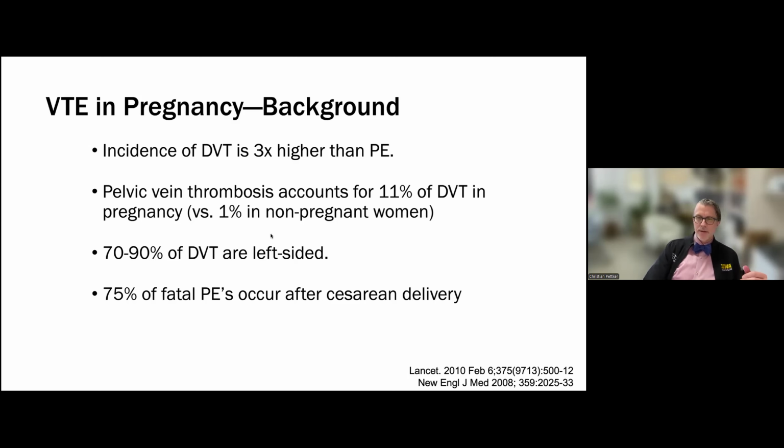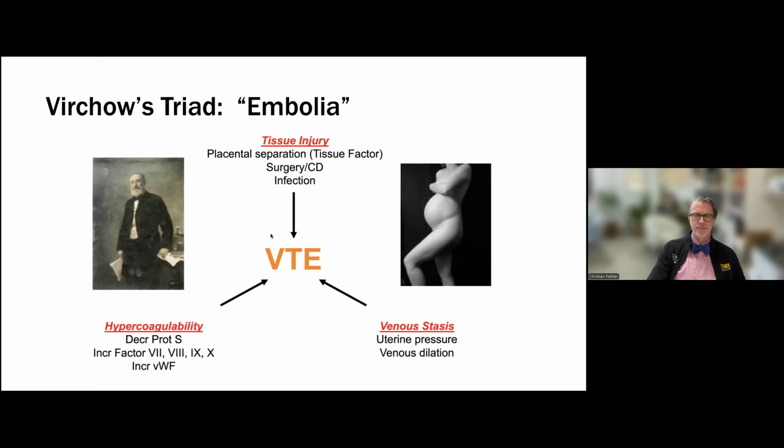And that's generally because of the common iliac artery. The right common iliac artery crosses over the left common iliac vein, and that compression of that artery on the vein becomes worse in pregnancy because of displacement from the uterus. And about 75% of fatal PEs occur after cesarean. And so when we talk about risk stratification, we talk about which patients should get prophylaxis, and we focus a lot on cesarean delivery. That's the reason why, because we're trying to prevent fatal PEs in the population that represents the majority of fatal PEs.